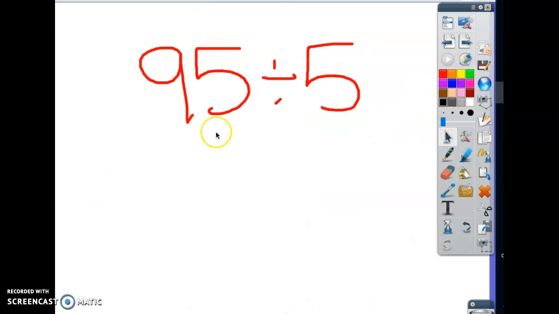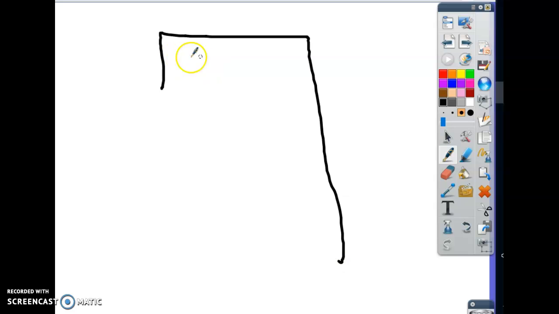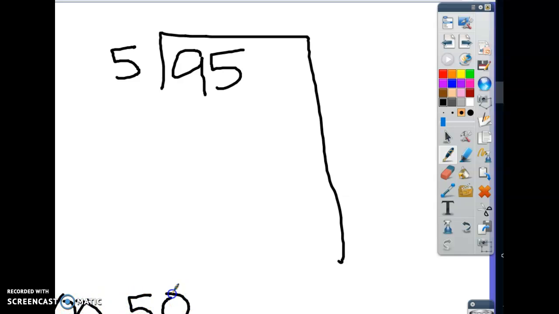All right, so we're going to do this one: 95 divided by 5. I know I'm going to draw my big 7. And I'm going to put 95, and I'm going to divide it by 5. And then I'm going to put my friendly numbers to remind myself: 100, 50, 20, 10, 5, 2, and 1.